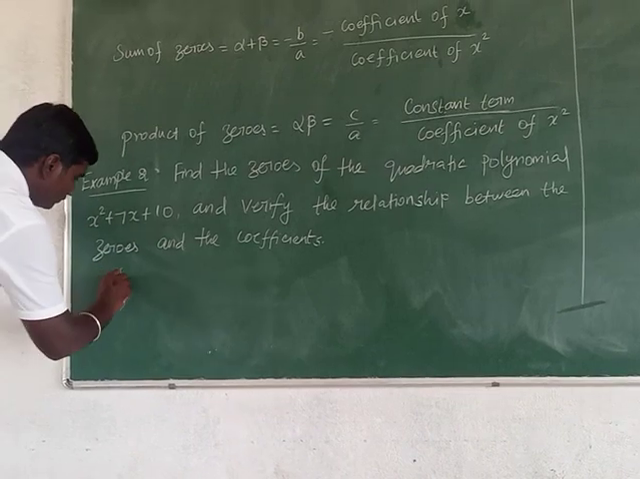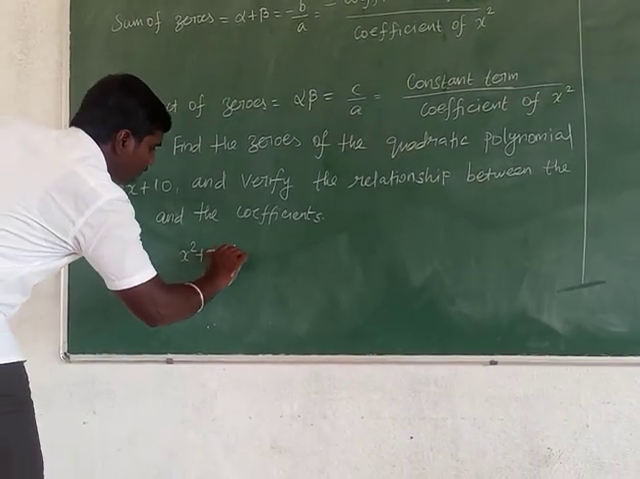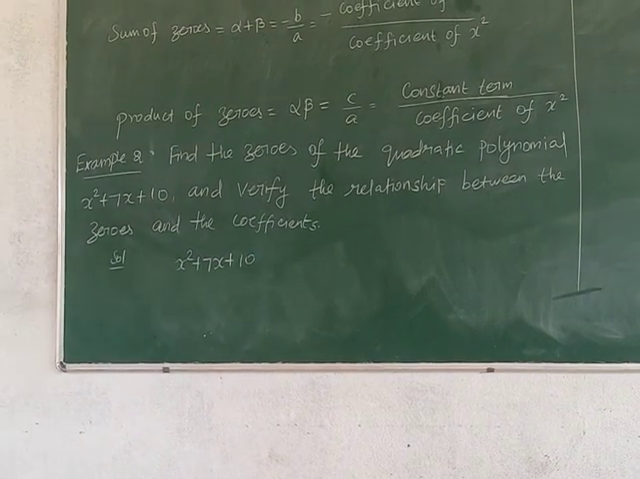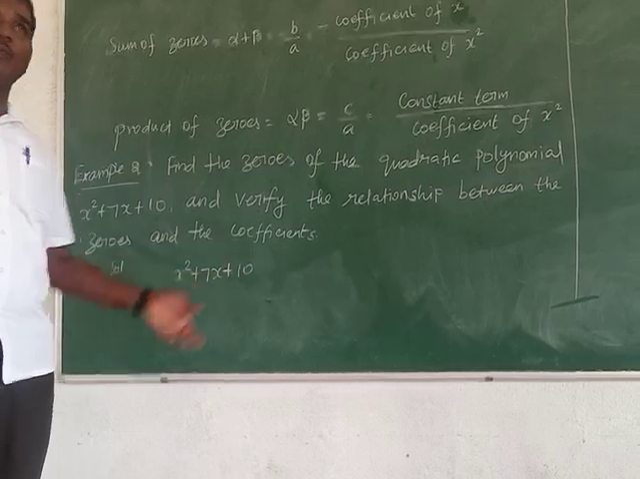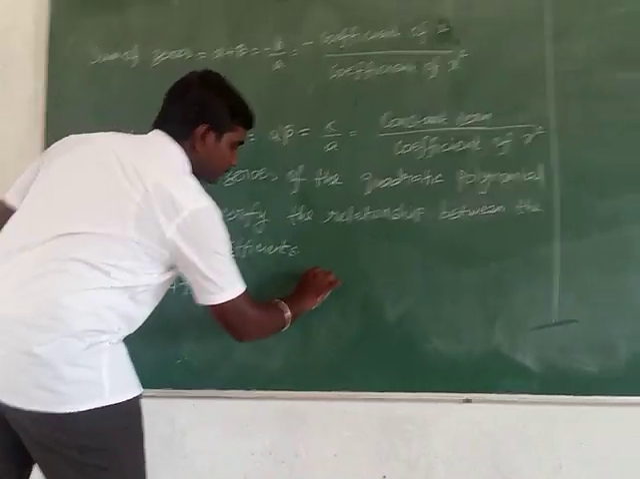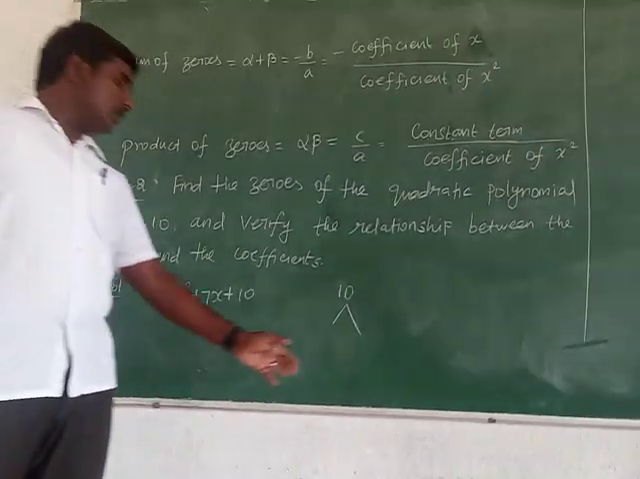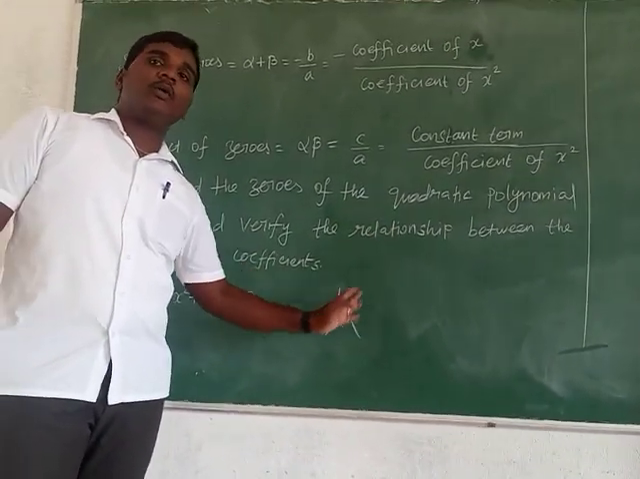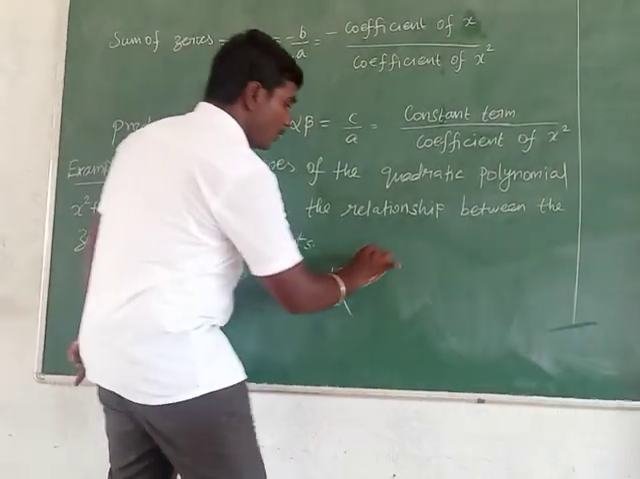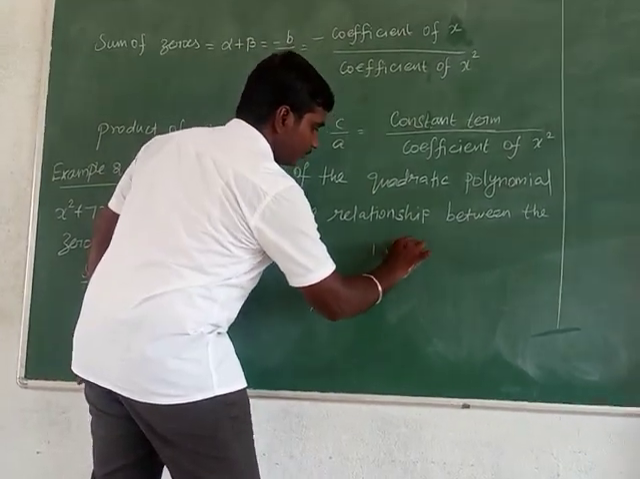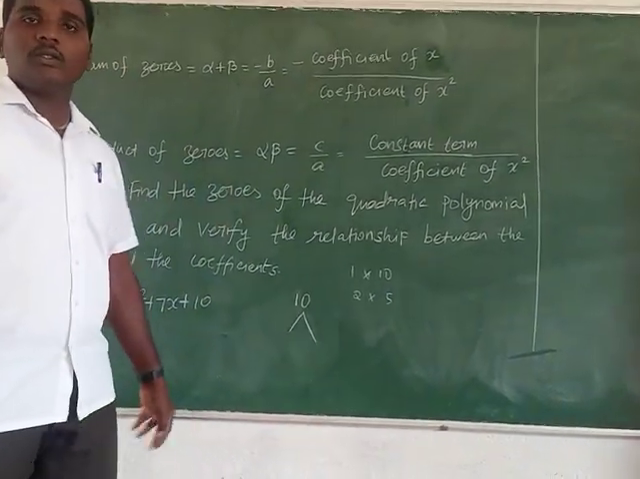Solution. x square plus 7x plus 10 is the given quadratic polynomial. You want to find the zeros of this polynomial. For the 10, first write the possibilities: the product of two numbers to get 10. What are the possibilities? 1 times 10 is 10, 2 fives are 10. Any other possibilities? No.